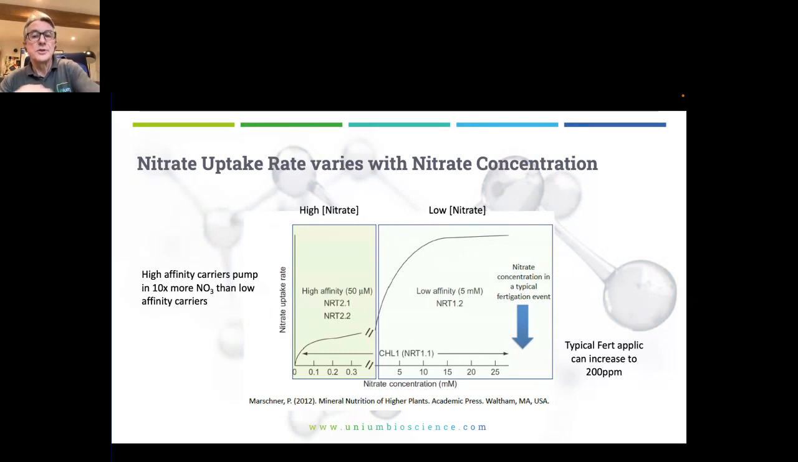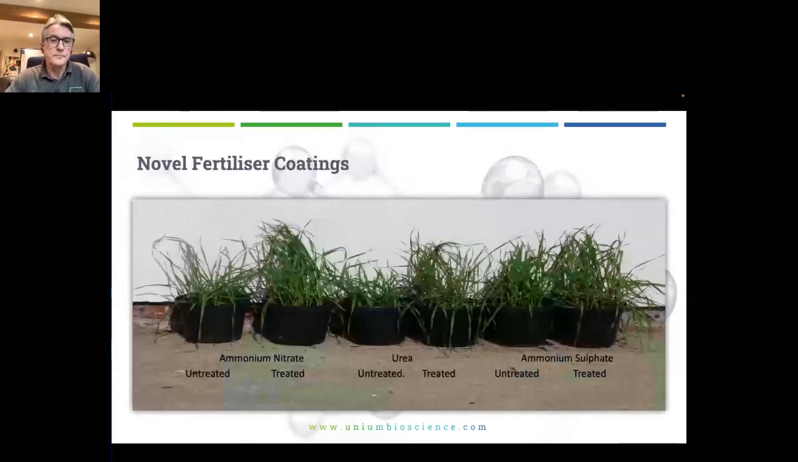And you can see then along that scale, as that uptake decreases, typical fertilizer applications can lift that up to 200 ppm, whereas the high affinity ones are operating at less than 1. So is there a way that we can maintain and switch on these high carrier pumps whilst also having a higher level of nitrogen in the soil to maximize our efficiencies? Again, other opportunities are, can we apply novel fertilizer coatings, not just to one type of fertilizer, but to several, so that we can boost the performance of any fertilizers that we are using.